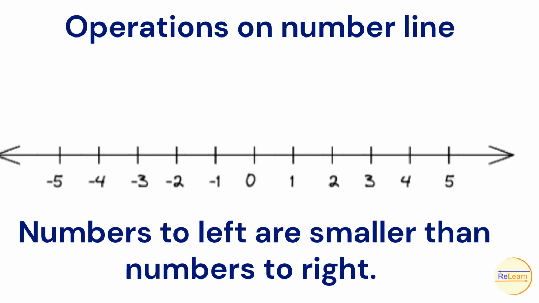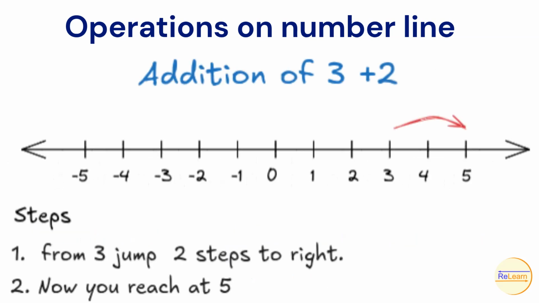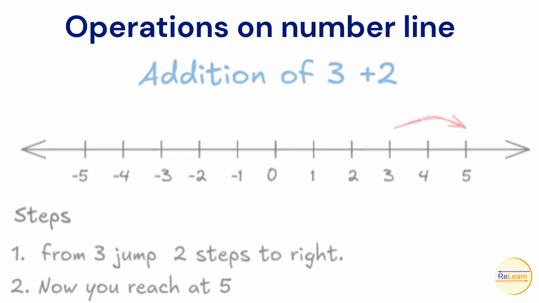You can perform arithmetic operations on a number line. Comparison: numbers on the left are smaller than numbers on the right. Addition: move right by the number of steps equal to the second number. Example, 3 plus 2. Jump to the right 2 steps from 3.